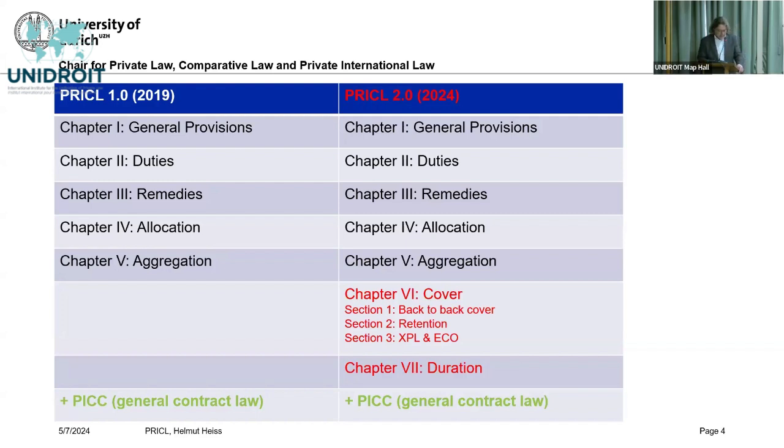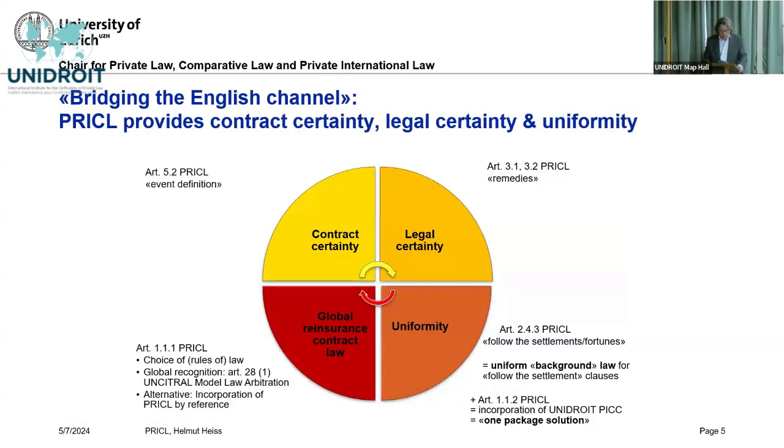Now, the main task in PRICL was to bridge the English Channel, to make it a set of transnational principles, bridging the differences between the law in the books in continental Europe and the law in action in England. And I just wanted to highlight four aspects.